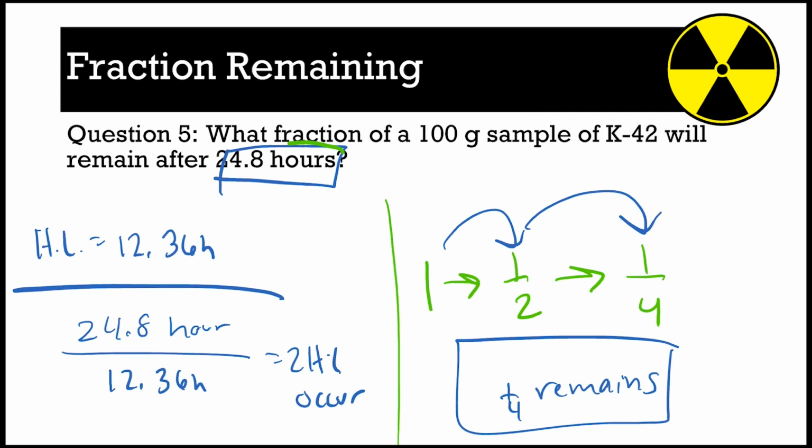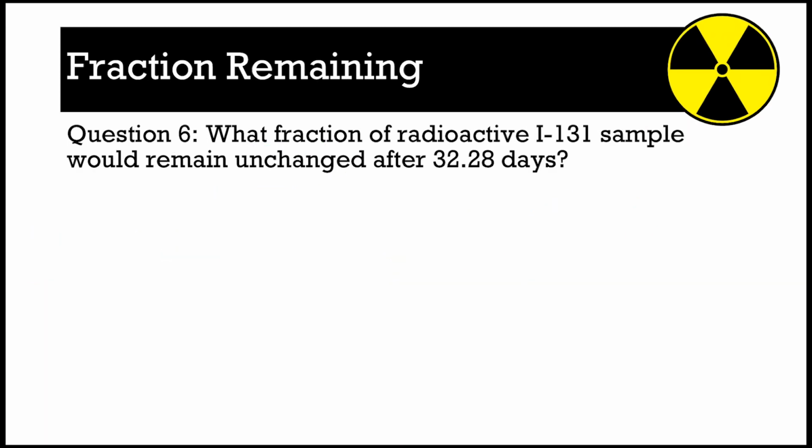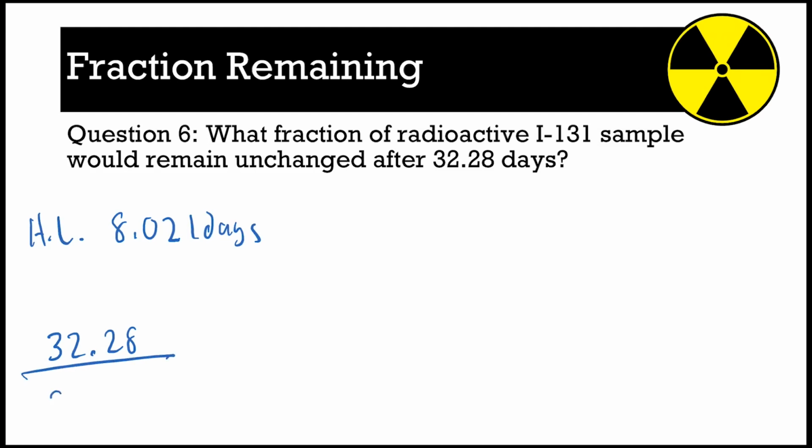Okay. Number 6 says, what fraction of a radioactive iodine-131 sample would remain unchanged after 32.28 days? Again, find the half-life on Table N, which is 8.021 days. Got to figure out how many half-lives occur. So you take the total time that has gone by, divided by the length of 1 half-life, and you get 4 half-lives occur. Again, if you get 4.1 or a little bit off, use the nearest whole number.